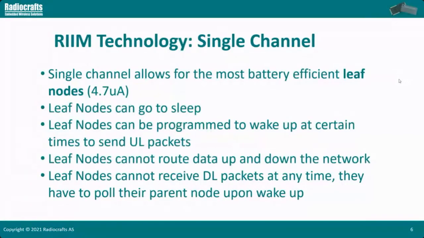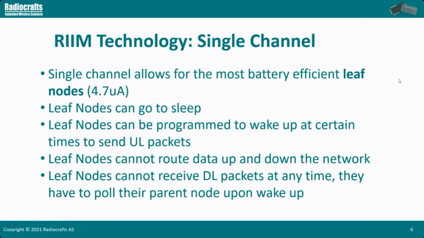First, we can touch very briefly on the single channel operation, the one on the left. It gives you the most battery efficient leaf nodes. They have an average current consumption of 4.7 microamps. Of course, leaf nodes can go to sleep. You can program them via EC to wake up at certain times to send uplink packets. But a leaf node is not a mesh router, so it cannot route data up and down the network. And they cannot receive downlink at any time because they're usually asleep. So upon wake up, they have to poll their parent node.